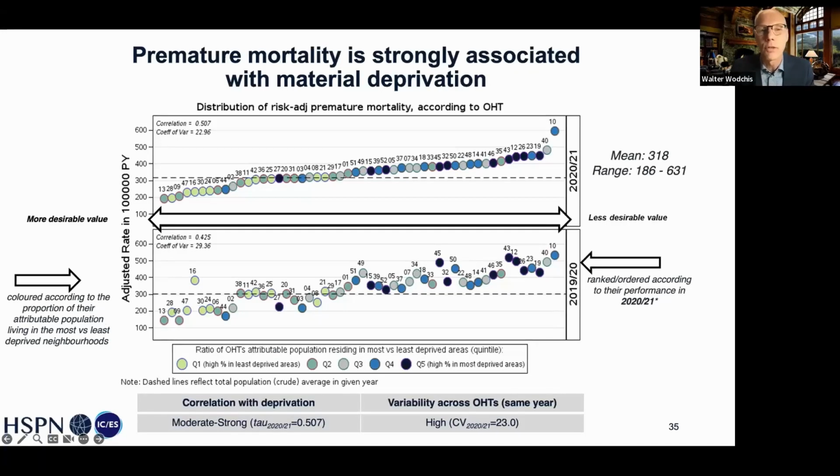Looking at the hardest outcome we have, which is premature mortality, this is one of the strongest measures. The tau correlation here is 0.5, which is a very strong relationship between premature mortality and the proportion of the population that are living in the most deprived areas. It's a very striking figure. And we've also shown OHTs what the differences are within OHTs. I didn't put it up here, but very often within an OHT, and we've shared these results with each OHT, the premature mortality rates in the most deprived neighborhoods are more than 2 times higher than they are in the least deprived neighborhoods. It is quite something.